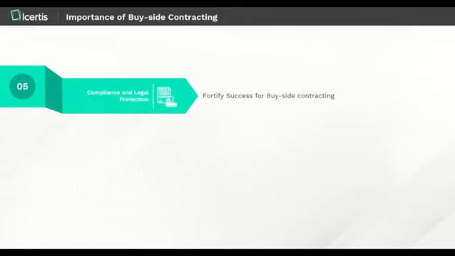Compliance and legal protection are the two vital aspects of buy-side contracting that can make all the difference for organizations. By weaving compliance measures into contracts, you establish a solid framework for adhering to legal and regulatory requirements, industry standards, and even internal policies. This means you're not just checking off boxes, but actively safeguarding your business from legal risks and maintaining ethical practices. With a strong focus on compliance, you can protect your organization's reputation and ensure that you're operating with integrity at every step.